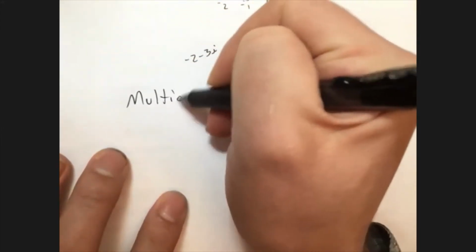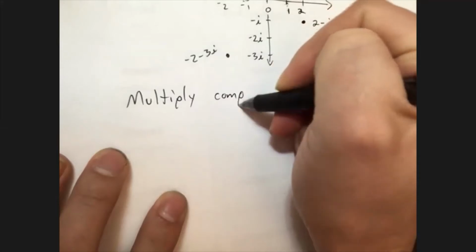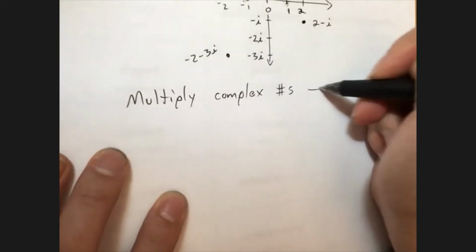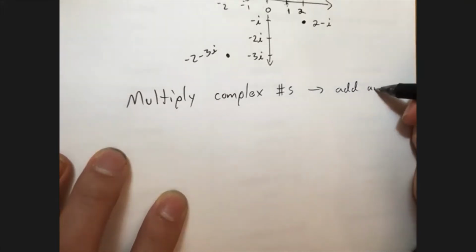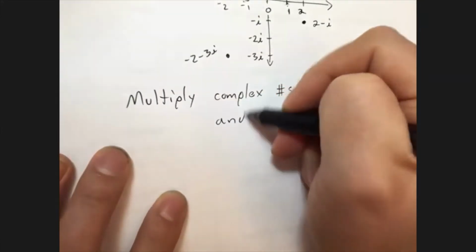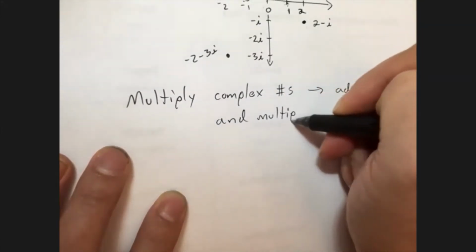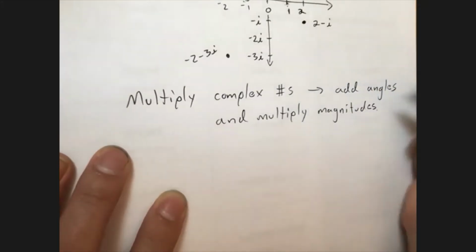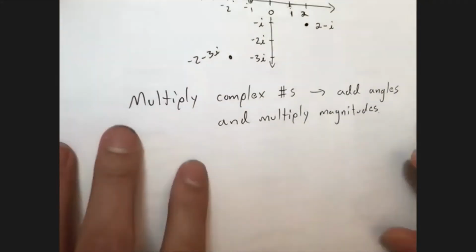So when you multiply complex numbers, you add the angles, and you multiply the magnitudes, and that's how the multiplication works.